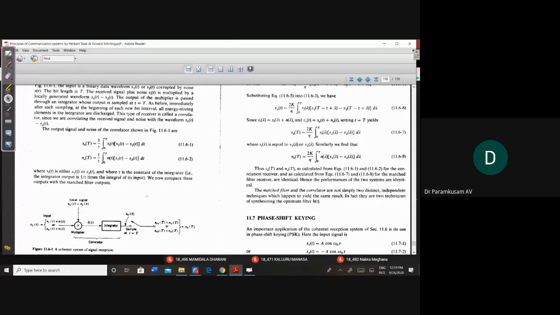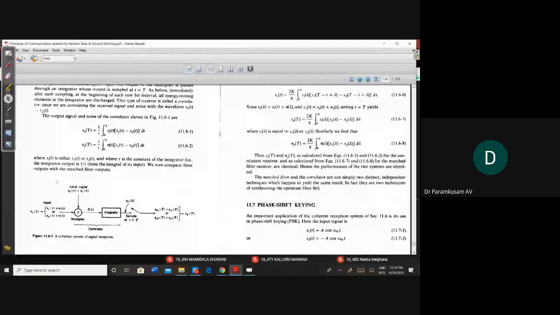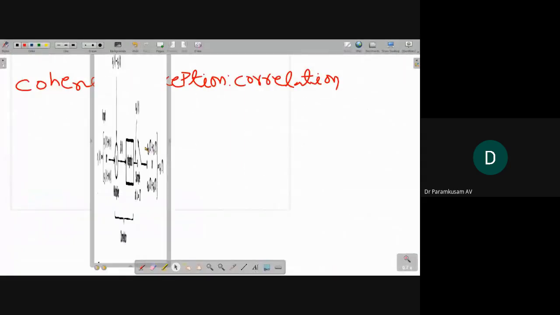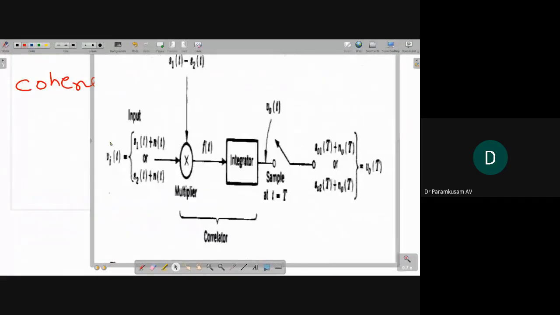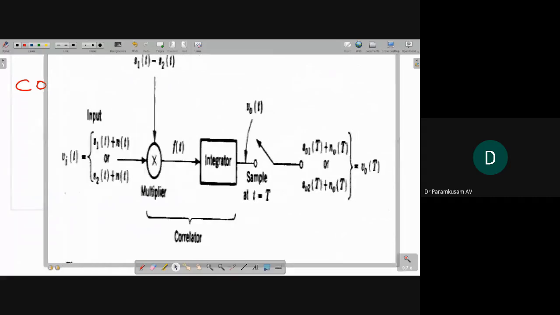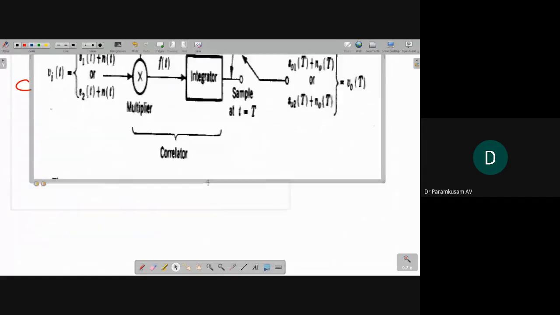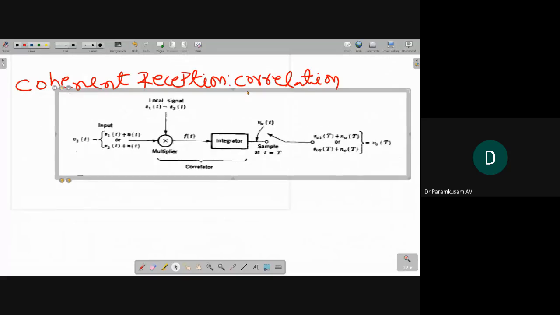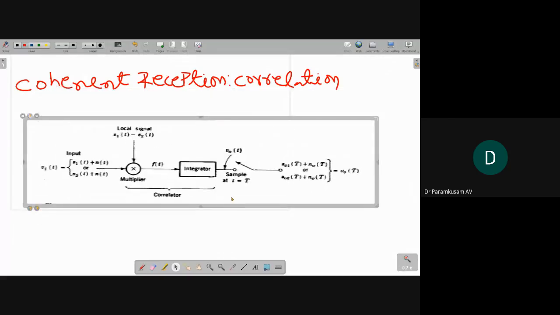Now you note a coherent system for the signal reception, the block diagram, that is the correlator. You note this block diagram.